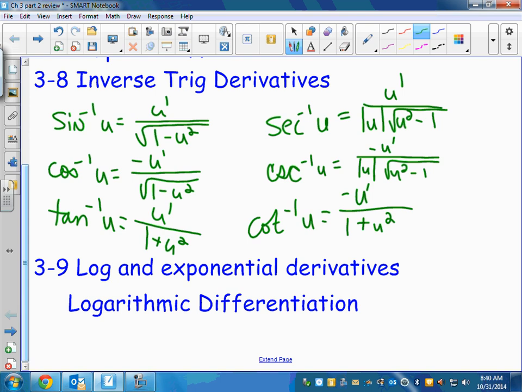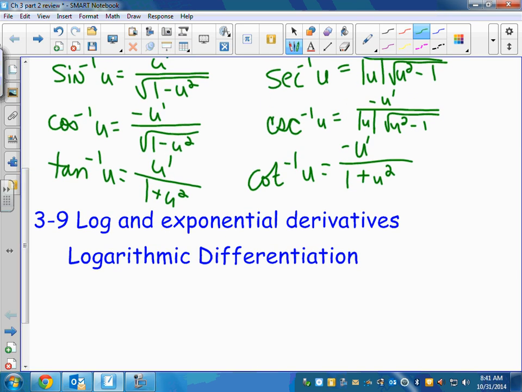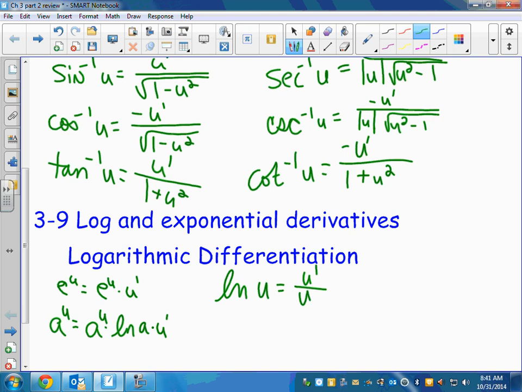And so, again, I'm just going to write those out for you because I just think you should know them. My favorite one is e to the x. I'm not writing the d over dx, I guess I should, but I'm just writing these. So e to the u is e to the u times u prime. a to the u is a to the u times ln of a times u prime. ln of u is u prime over u. And log base a of u is u prime over ln of a times u.